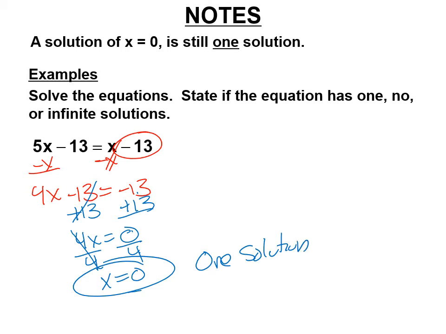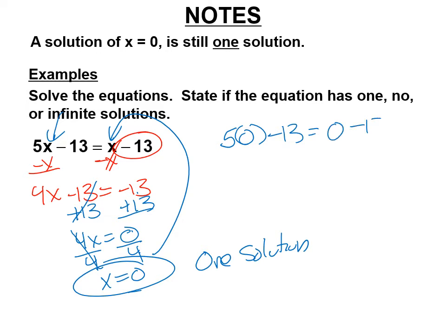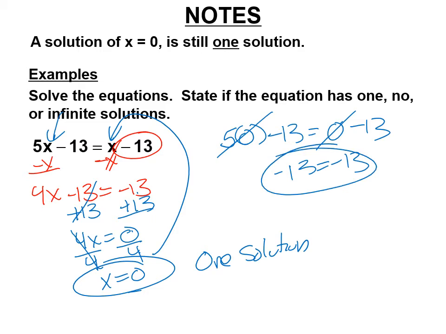Students are tempted to say that means no solution, but it doesn't. There is a number, a solution that will make this true. If you put 0 in there, 5 times 0 minus 13 equals 0 minus 13, right? Because you get negative 13 equals negative 13. So 0 is a solution. It is one solution.